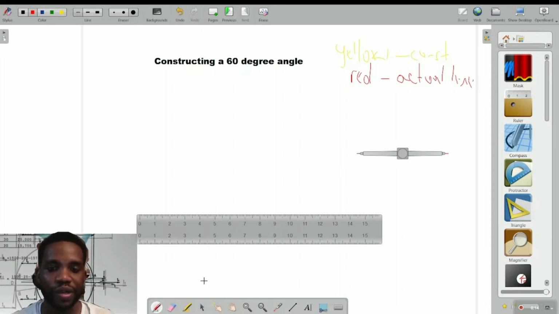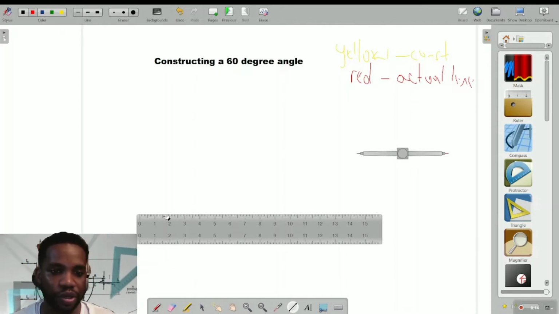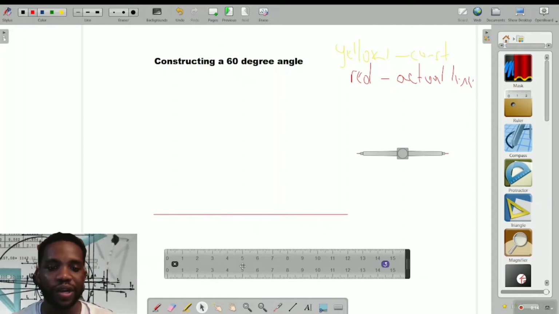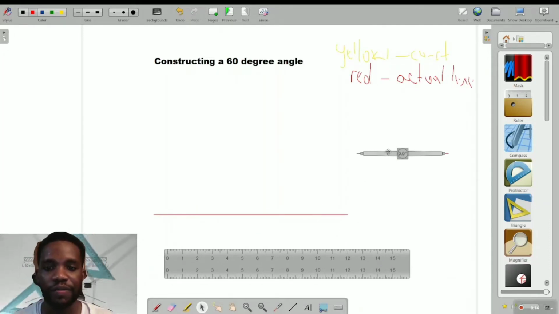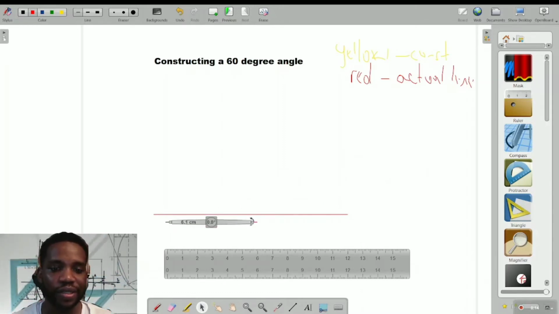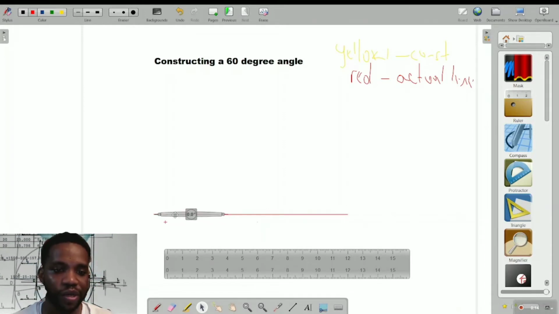Now to go for the 60-degree angle, the first thing I'm going to start by doing is simply drawing a baseline. So I'm going to go right ahead and draw a line. I don't require a specific length at the moment. I just need to draw a line right there. Now, once I've drawn the line, I'm going to go for my compass, and I'm going to put my compass point right at the start of the line. Reduce the size a bit here. So I'm going to put my compass point right at the start of the line right there.